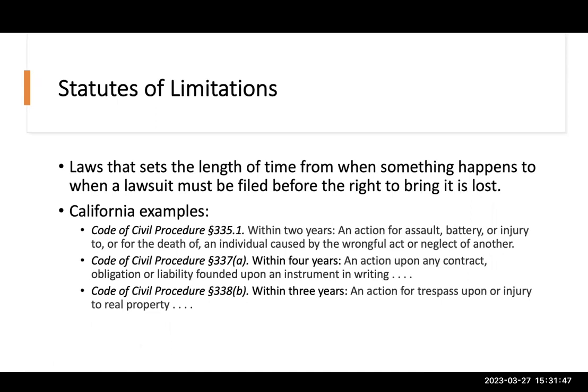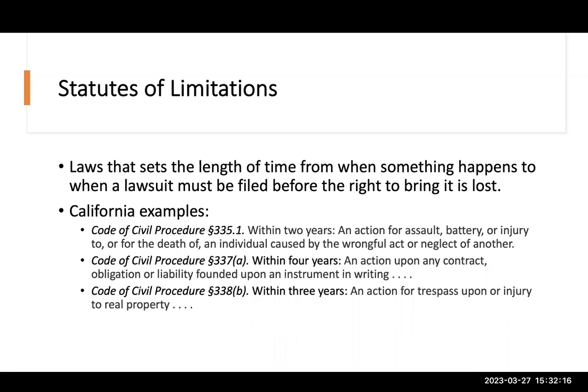As discussed earlier, statutes of limitations are important. They set forth the period of time within which something happens and when a lawsuit must be filed. Examples of California statute of limitations are on the slide. 2 years for assault and battery, 4 years upon a written contract, 3 years upon action for trespass, etc.